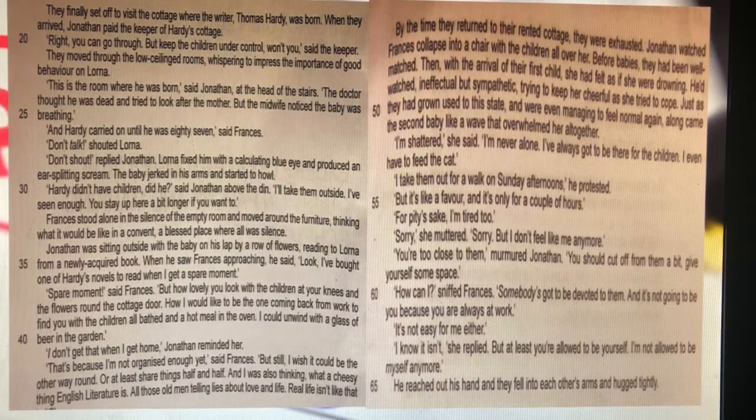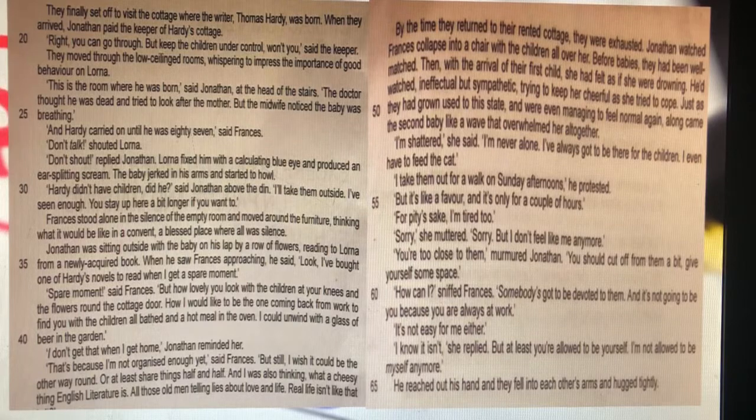By the time they reached the rented cottage, they were exhausted. Jonathan watched Frances collapse into a chair with the children all over her. Before babies, they'd been well matched. Then, with the arrival of their first child, she felt as if she were drowning. He'd watched, ineffectual but sympathetic, trying to keep her cheerful as she tried to cope. Just then, they'd grown used to this state. They were then managing to feel normal again. Along came the second baby, like a wave that overwhelmed her altogether.